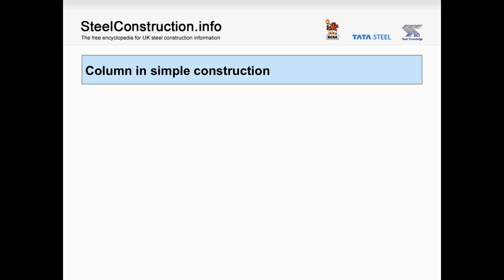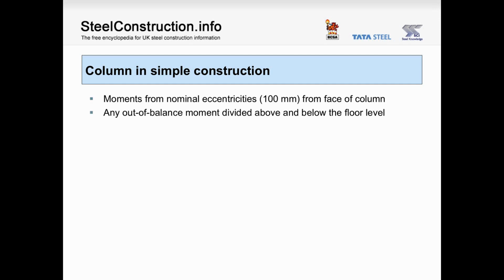Finally then, to consider the very common case of columns in simple construction. Columns in simple construction are where we design the member for nominal moments, and the nominal moments are produced from assuming that the beam end reactions are applied 100 millimeters away from the face of the column. Any out of balance moments are then distributed into the column above that level and below that level. This is a process which will be familiar to many designers.